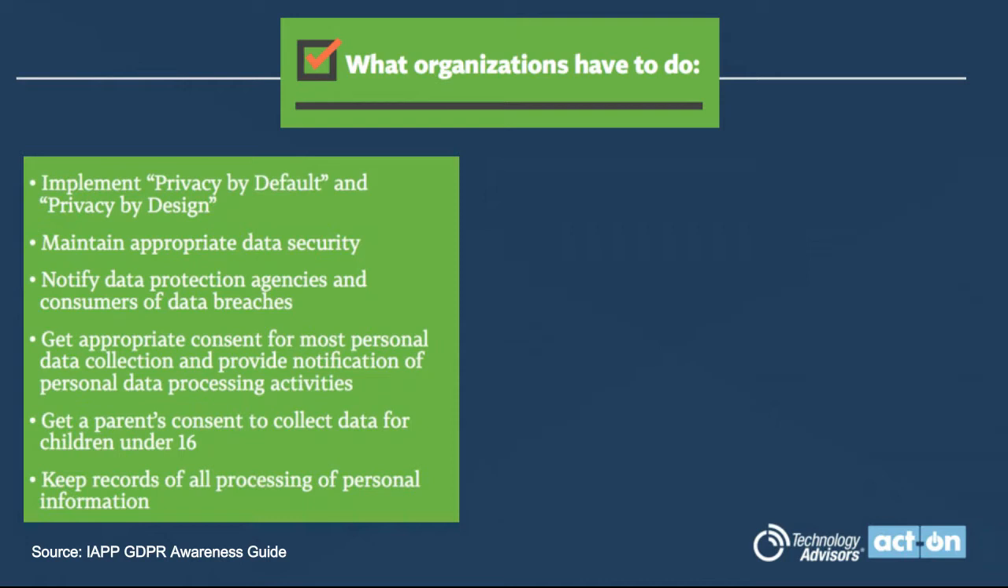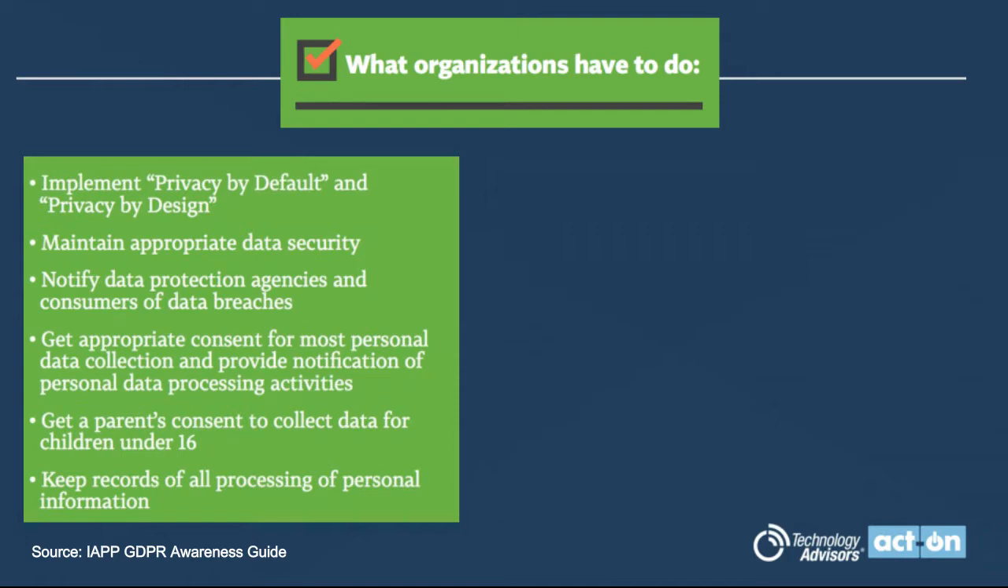You have to maintain appropriate data security, which again is a no-brainer, right? You should be doing that anyway. But this starts making you think about, if you had a data breach, for example, under the GDPR, you have to notify the data protection agencies and consumers of data breaches within 72 hours of a known breach to be compliant. That's a pretty heavy lift for a lot of companies if they don't necessarily know where their data is, or they don't have good security mechanisms in place either.